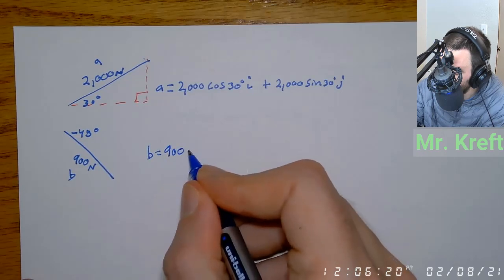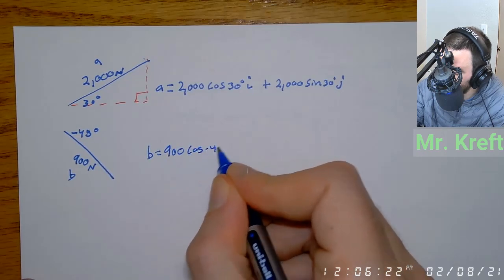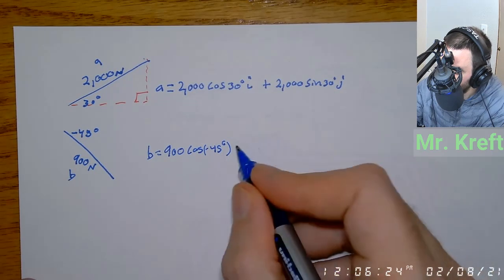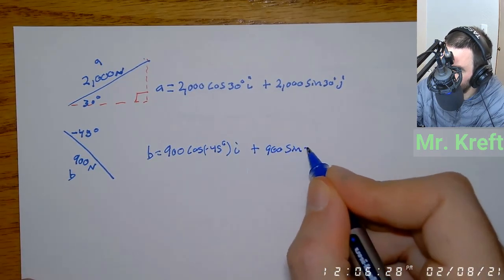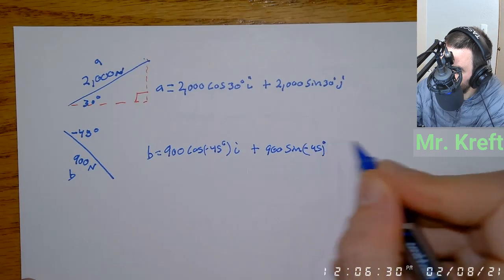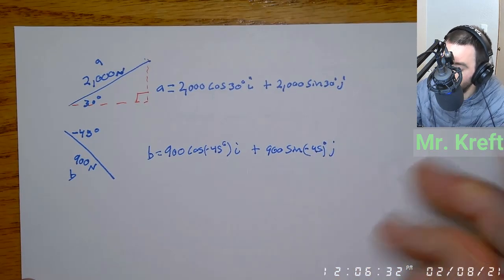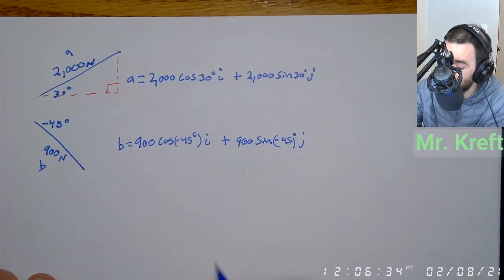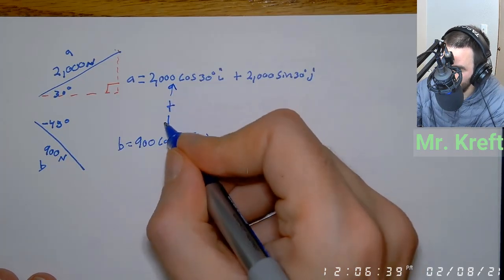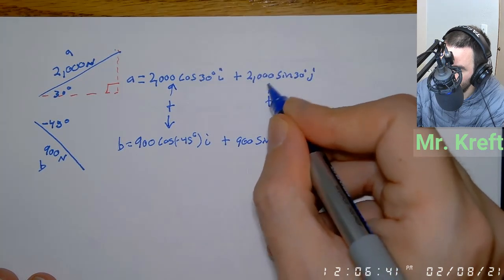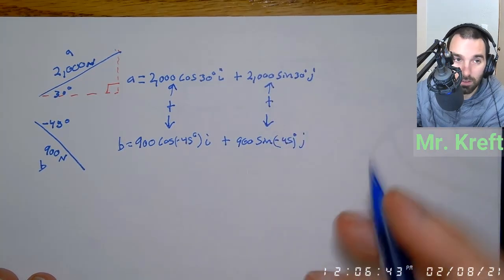So this would be 900 times cosine of negative 45, i plus 900 sine of negative 45, j. Okay, so what you would do here is you would add these two, and you would add these two.